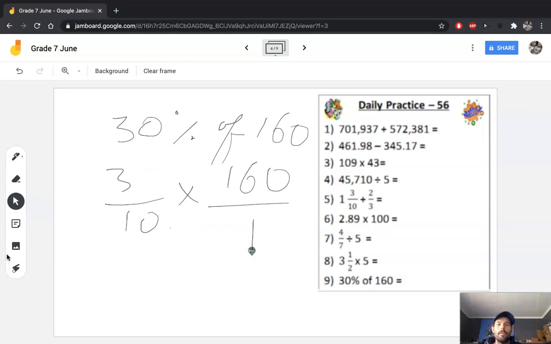Okay, we can simplify diagonally because 10 goes into 10 once and goes into 160 16 times. And now you can see our numerators. We have 3 times 16, which is 48. Those answers are the same, so I'm happy I can move on.